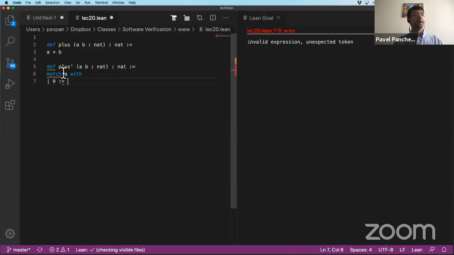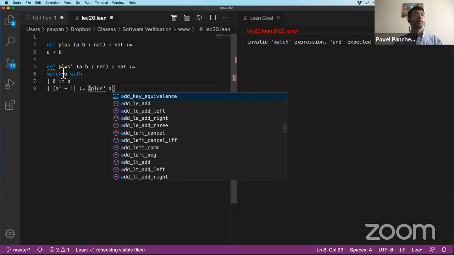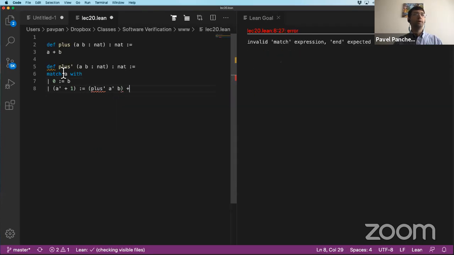Well, one thing that a could be is 0, in which case a plus b is b. And otherwise, it could be a prime plus 1, in which case I want plus prime a prime b plus 1.